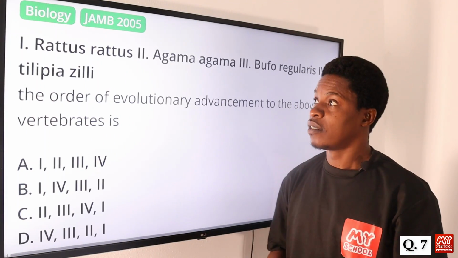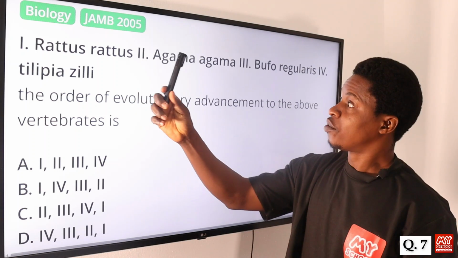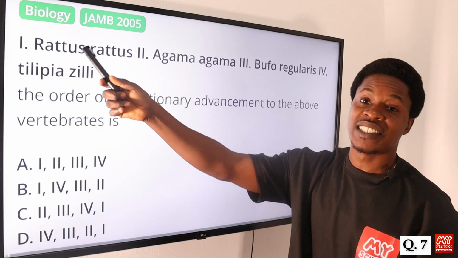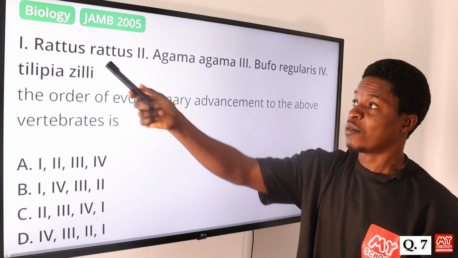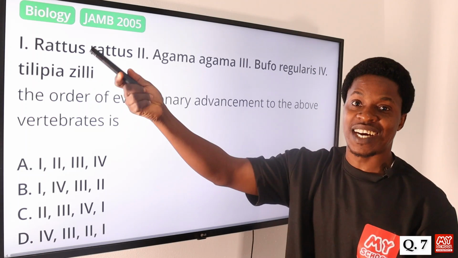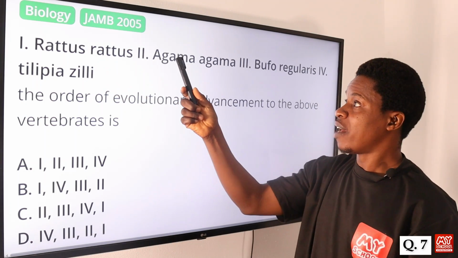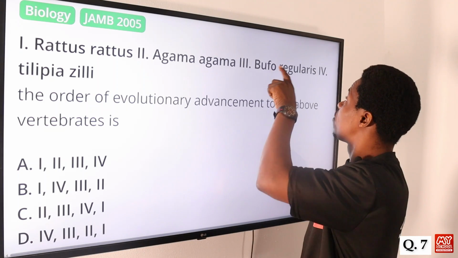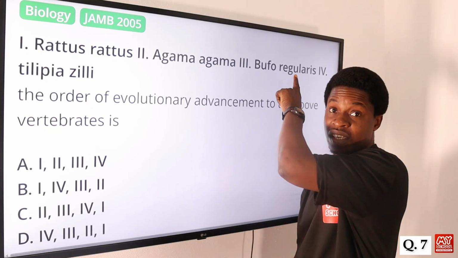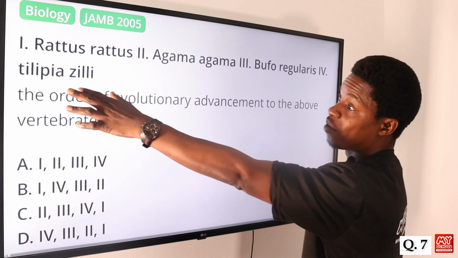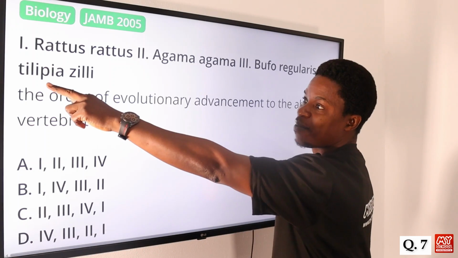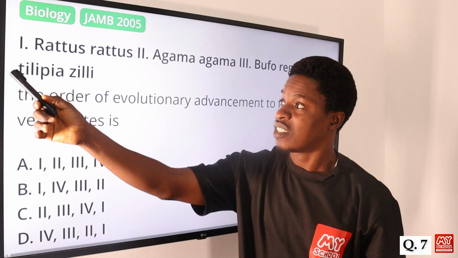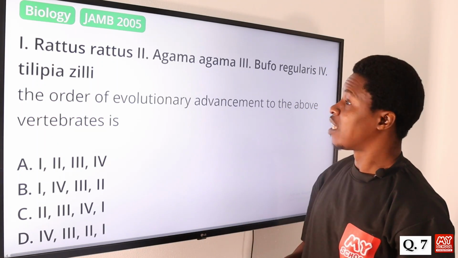Question 7. Rattus, Agama, Bufo regularis, and Tilapia zilli. Of course, these are scientific names of those animals. Rattus, the way it sounds, is rat, a black rat. Then we have Agama, your Agama lizard, the red-headed lizard. Then we have Bufo regularis, that is your African toad. Then the fifth one, Tilapia zilli. As the name implies, Tilapia sounds like what? Tilapia, a fish.